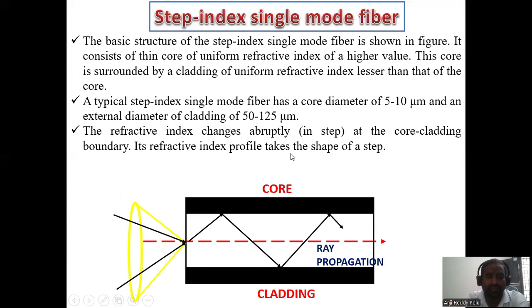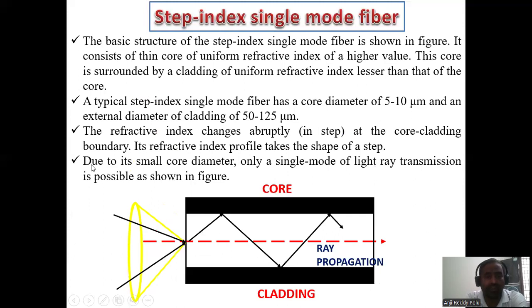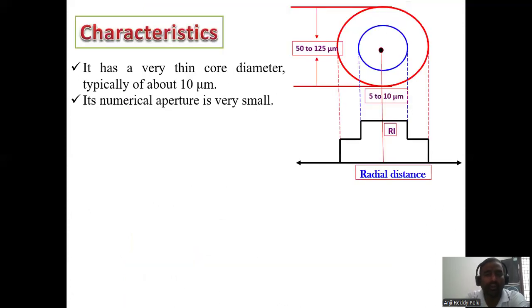Its refractive index profile takes the shape of a step. That's why we call it a step index optical fiber. Due to a small core diameter, only a single mode of light ray transmission is possible, as shown in the figure. Because of the small diameter, we can send only one light ray.